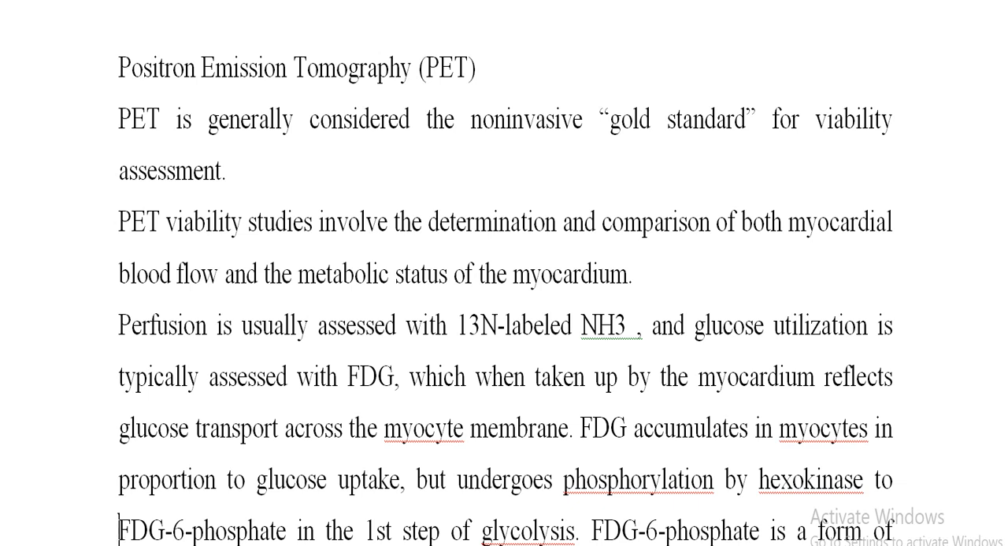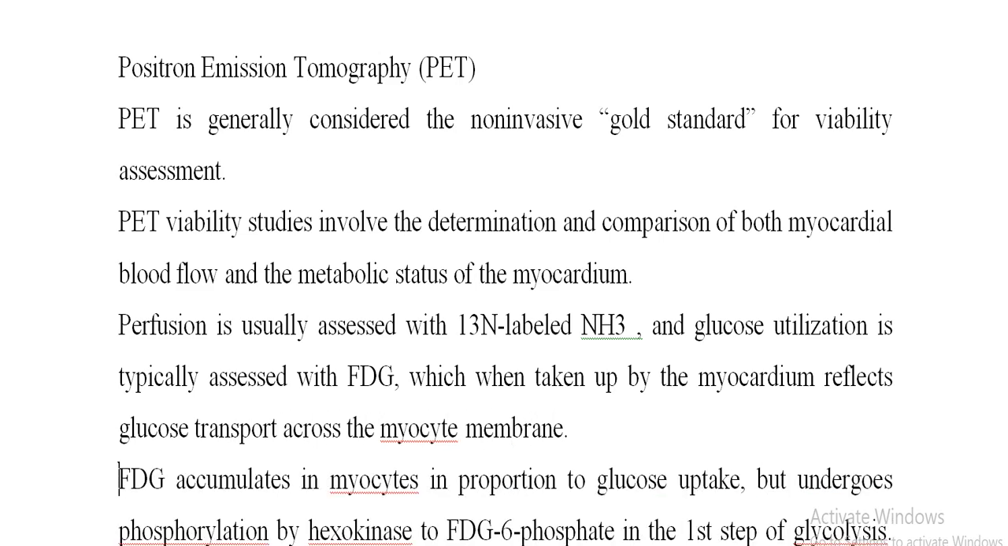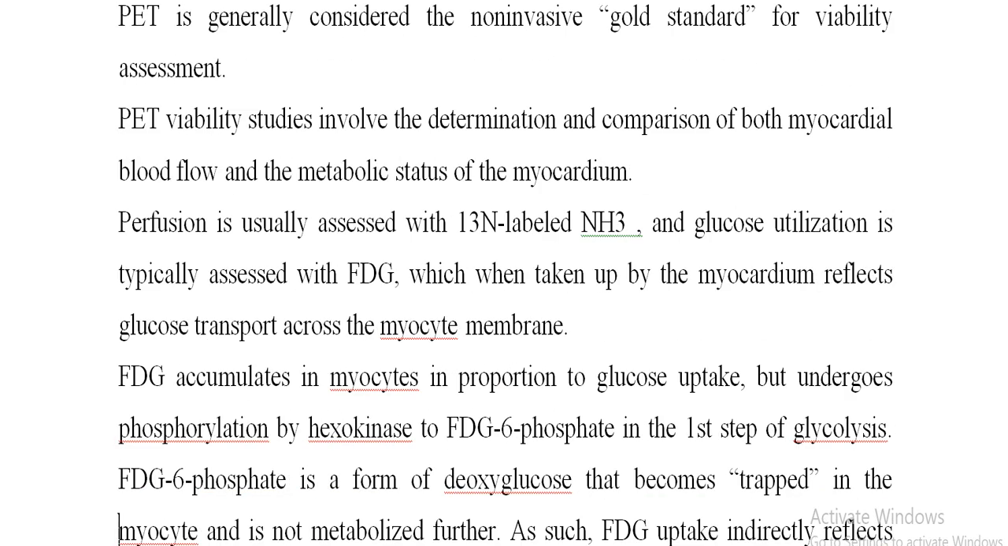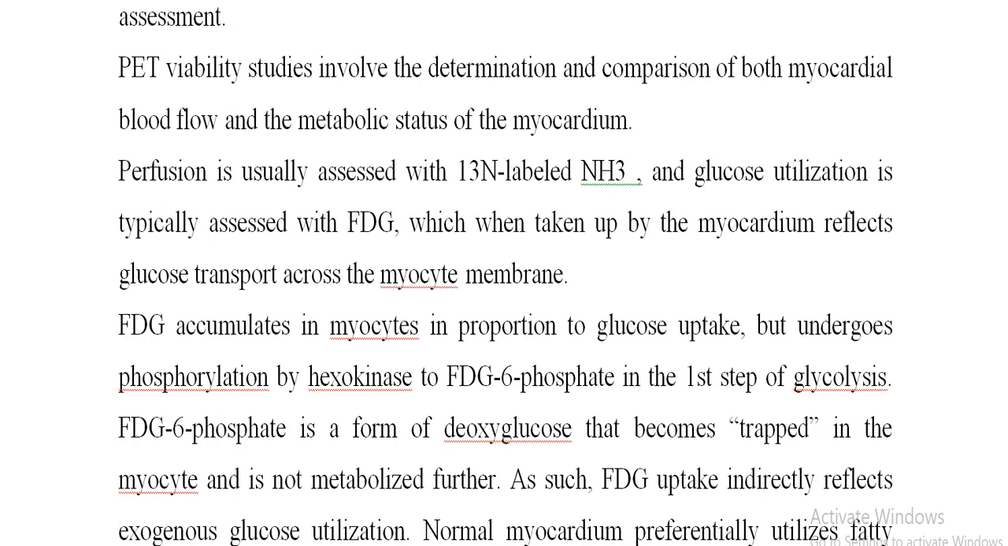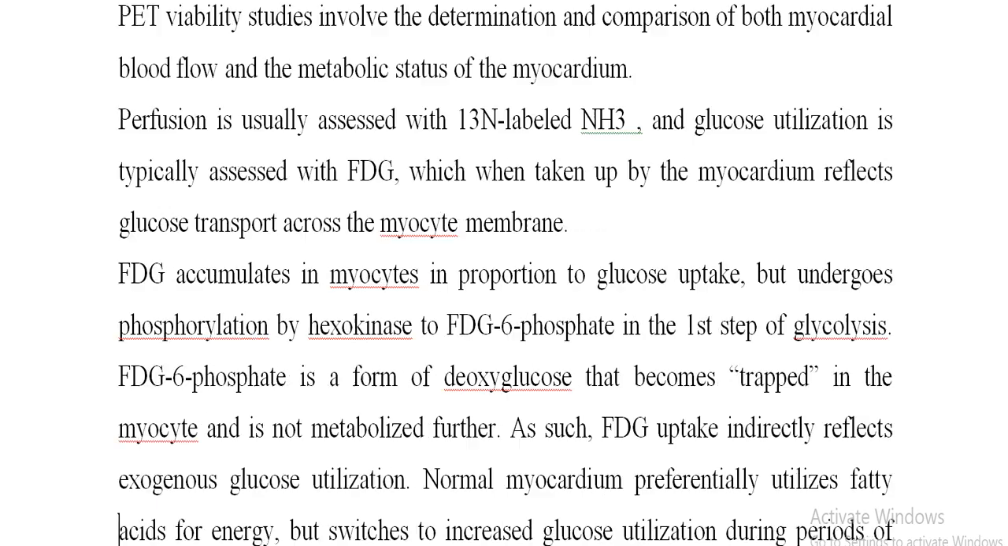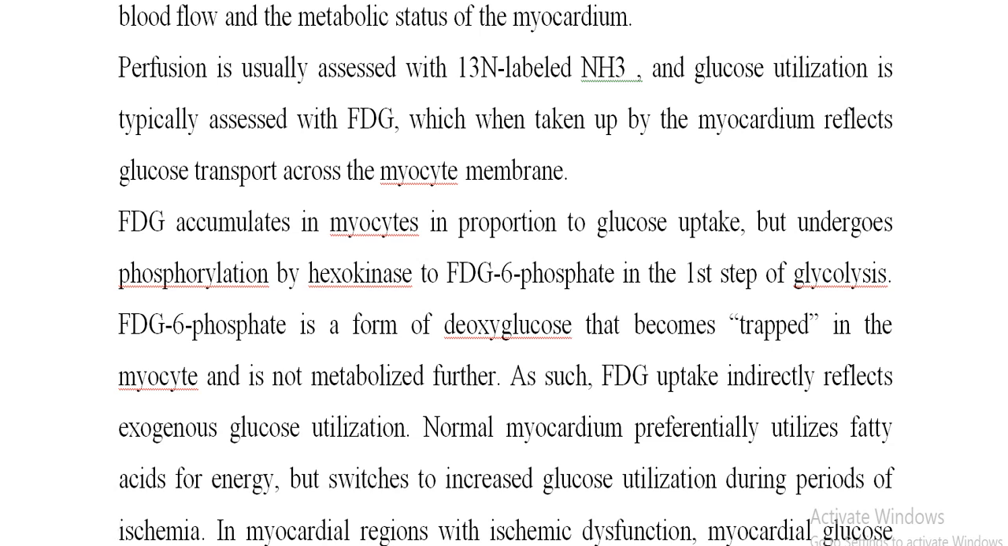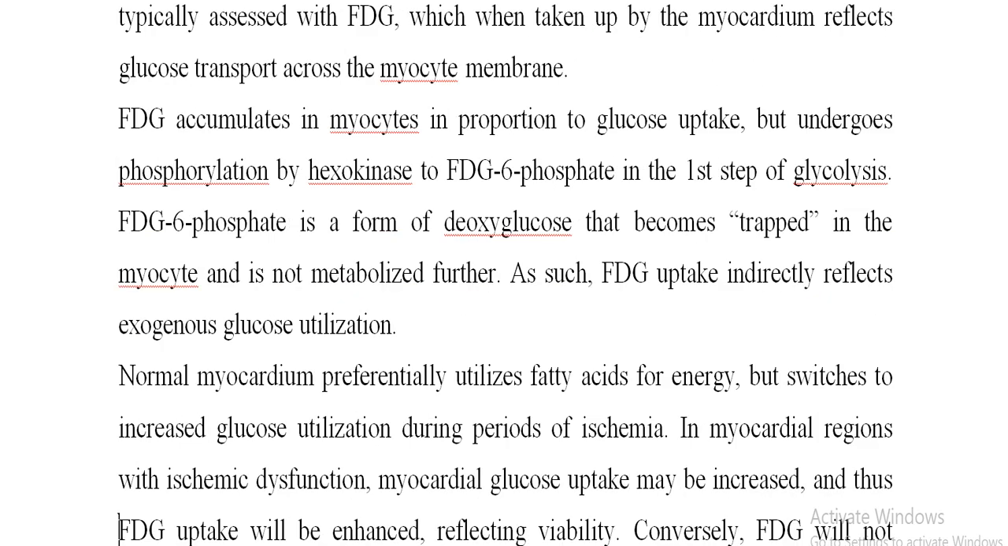FDG accumulates in myocytes in proportion to glucose uptake, but undergoes phosphorylation by hexokinase to FDG6-phosphate in the first step of glycolysis. FDG6-phosphate is a form of deoxyglucose that becomes trapped in the myocyte and is not metabolized further. As such, FDG uptake indirectly reflects exogenous glucose utilization. Normal myocardium preferentially utilizes fatty acids for energy, but switches to increased glucose utilization during periods of ischemia.